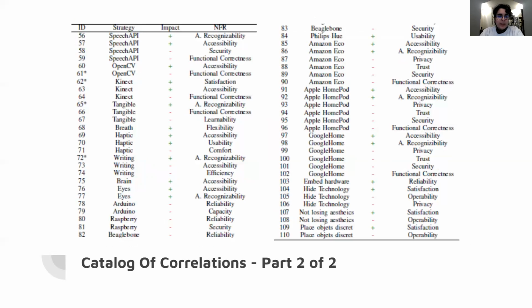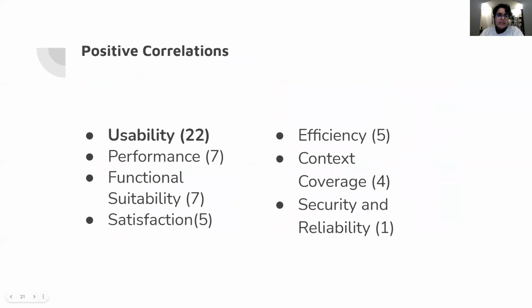So for example, if I'm considering using Google Home, I can see that it has a positive correlation with accessibility, but a negative correlation with security. I can use this information to prioritize which NFRs I want to achieve or change my design plans to account for multiple NFRs. So these are all the NFRs with positive correlations and are ordered by the most positive first.